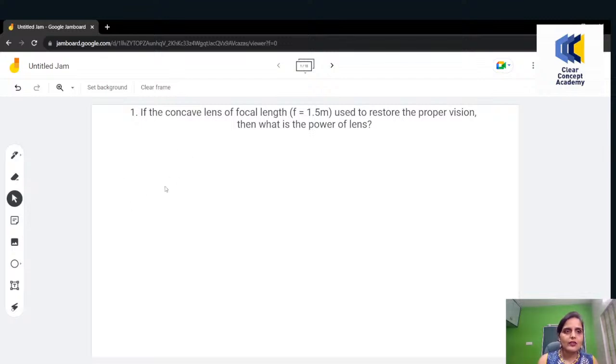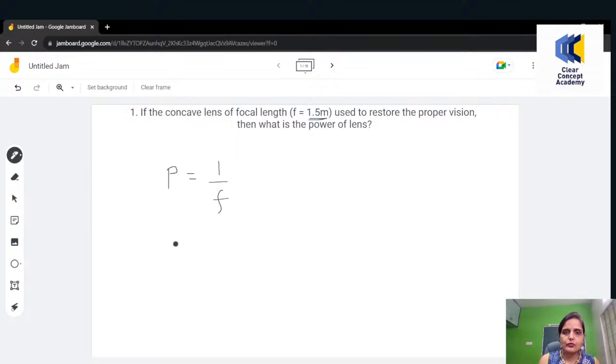The formula for power of a lens is P is equal to 1 by f. P denotes the power of the lens, f is the focal length of the lens. The SI unit of power of a lens is diopter, and when we are measuring the power in diopter, the focal length must be expressed in meter. You can see here that the focal length is readily given in meter.